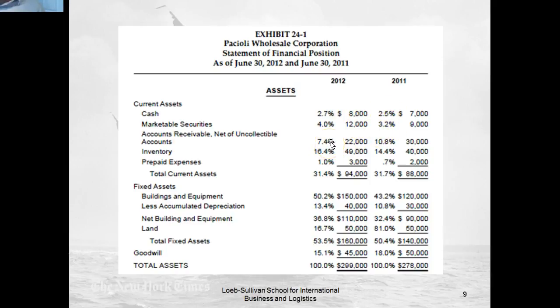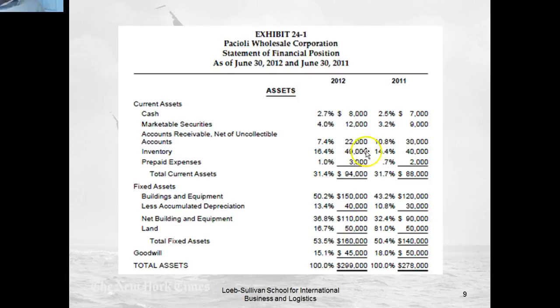Here's receivables. So accounts receivable, 10.8% down to 7.4. So we have fewer receivables. That means something. It means either we're collecting our money due from our customers faster, or it means we're selling less. So you have to look at the income statement to know whether we're selling more or less. But we're certainly collecting. We have less outstanding money from our customers, so we're doing something.